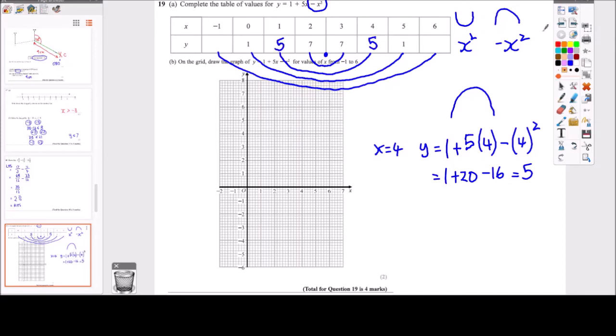And now I'm going to work it out for when x is 6. So y equals 1 plus 5 lots of 6, take away 6 squared. So that's 1 add 30, take away 36. 31 take away 36 is minus 5.